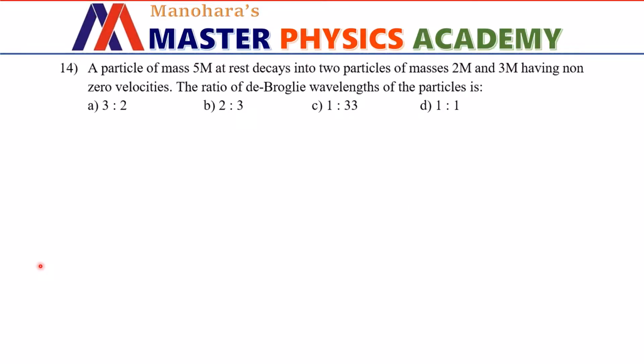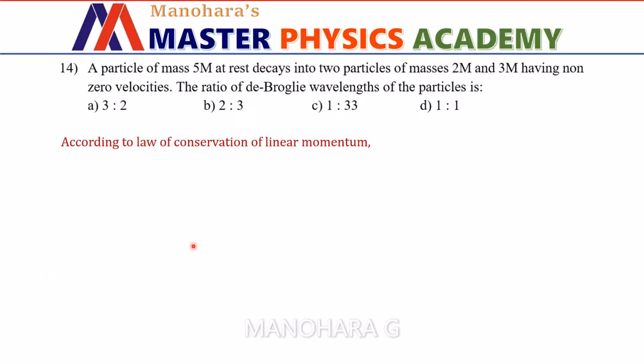A particle of mass phi m at rest decays into two particles of masses 2m and 3m having non-zero velocities. The ratio of de Broglie wavelengths of the particles is. According to the law of conservation of linear momentum, the initial linear momentum before decay must be equal to the final linear momentum after decay. The initial linear momentum is 0. Therefore, the final momentum should be 0.